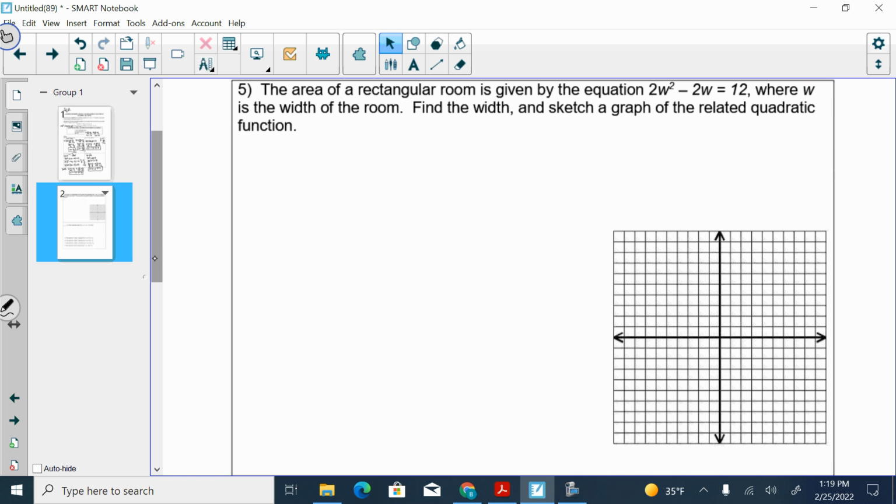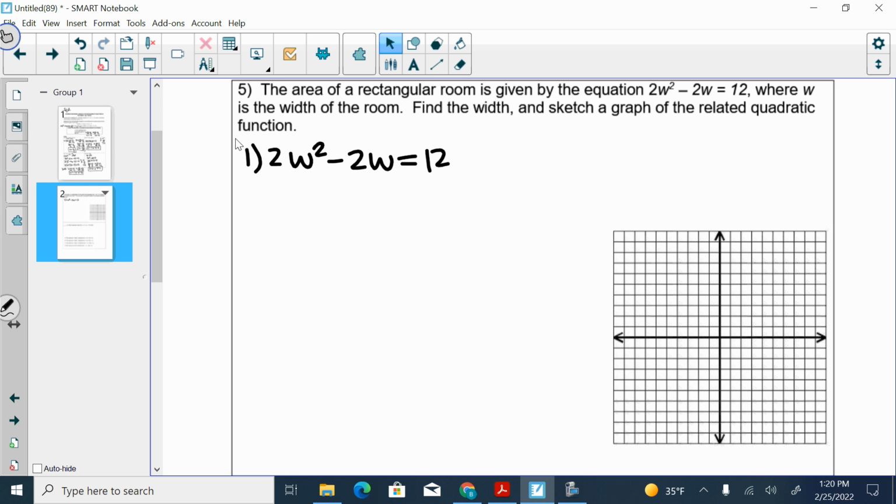Okay, number 5 says that the area of a rectangular bedroom is given by the equation 2w squared minus 2w is equal to 12, where w is the width of the room. Find the width and sketch a graph of the related quadratic function. Okay, so first of all, we know that the equation is 2w squared minus 2w equals 12. Okay, and we also know that if we can find the 2 answers, those are going to be x-intercepts on our graph, right?